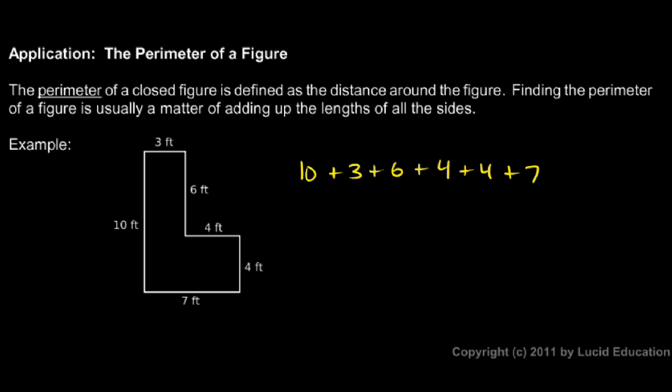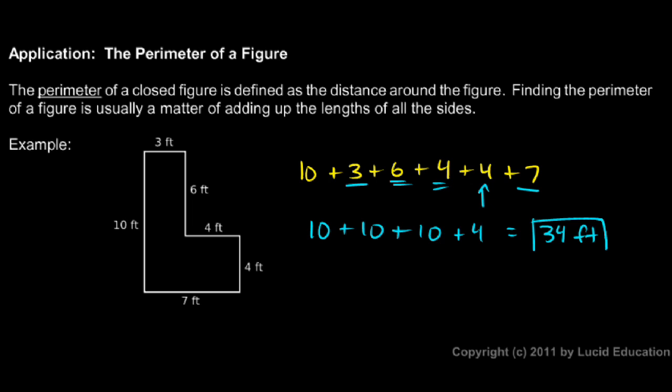Now how can I add these up? Let's just look for some numbers that add up nicely. There's a 3 and a 7. That gives me a 10. Well, let's first get this 10 right here. 10. And then the 3 and the 7. That's another 10. And the 6 and the 4 is another 10. And then that 4 right there is an additional 4. So you can see that's 34 feet. 34 feet is the perimeter of that figure, the distance all the way around.